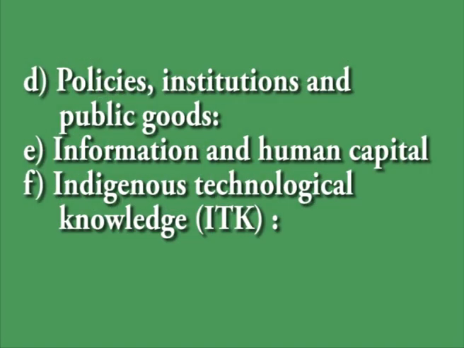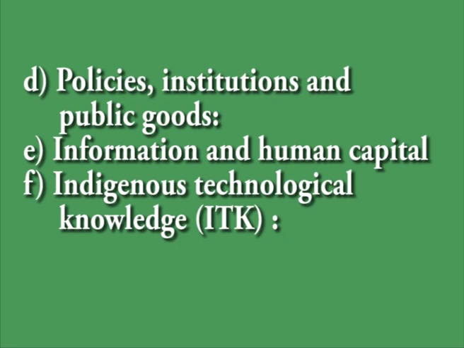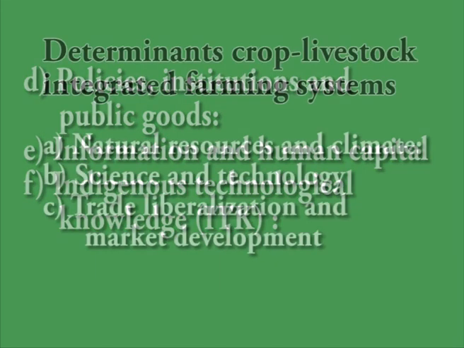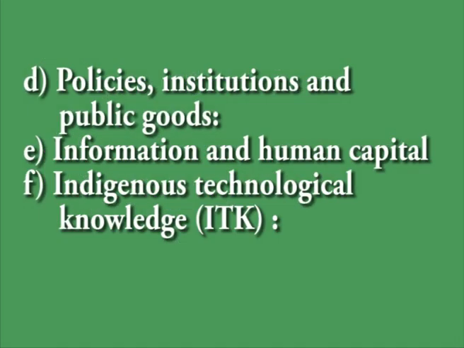Information and human capital are also another determinant of crop-livestock integrated farming systems. Under this situation, the need for better information and enhanced human capital has also increased as production systems have become more integrated with the regional, national and international market systems. Lack of education, information and training is frequently a key limiting factor to smallholder development.